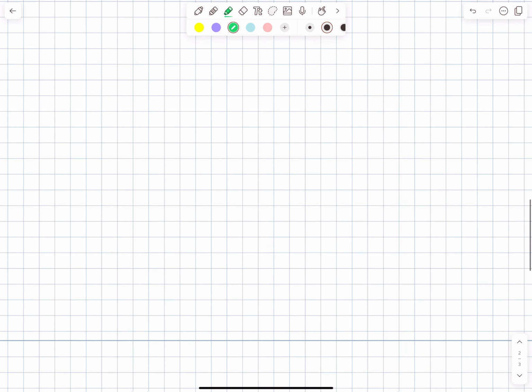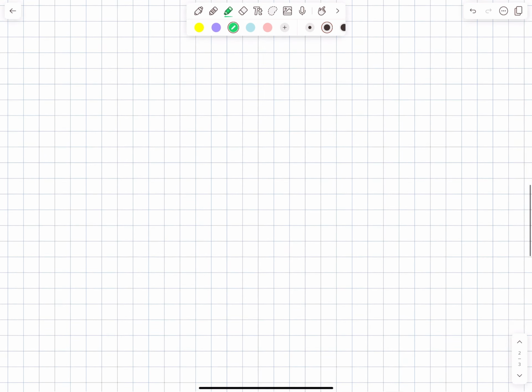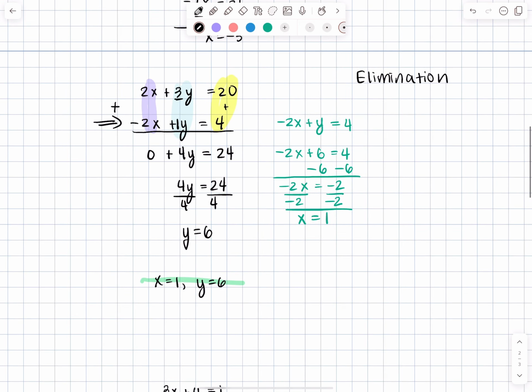Let's look at one more problem. So let's say we had 3x plus y equals 1. And then we had 2x minus 2y equals 6. Notice that in the previous question, we had the x's cancel out because they were the same number, but one of them had an opposite sign. So this was plus and this was minus.